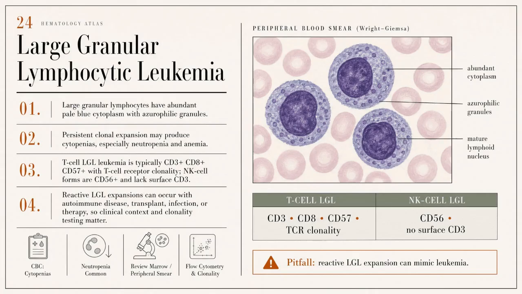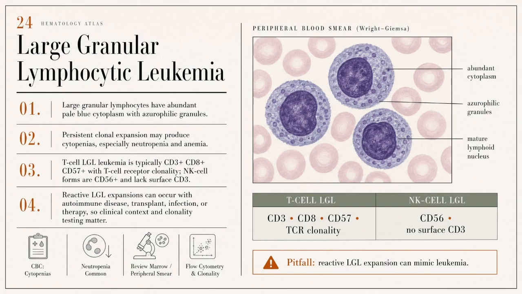These granules are not merely morphological curiosities. They represent cytotoxic granules, reflecting the functional phenotype of the neoplastic cells, which can be of either T-cell or natural killer NK cell lineage. This dual lineage origin underscores the importance of precise immunophenotypic characterization, a process in which histotechnologists play a pivotal role by preparing and preserving specimens that allow for accurate downstream testing.